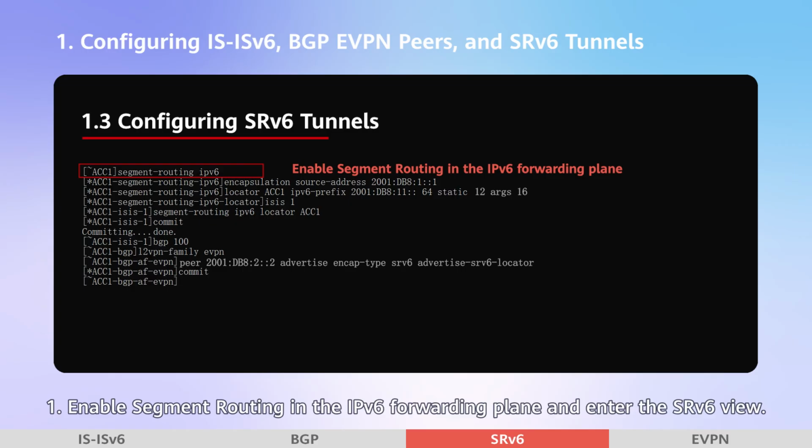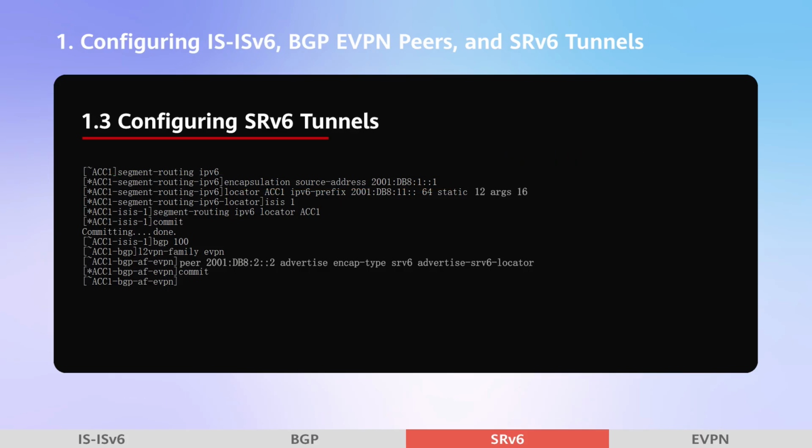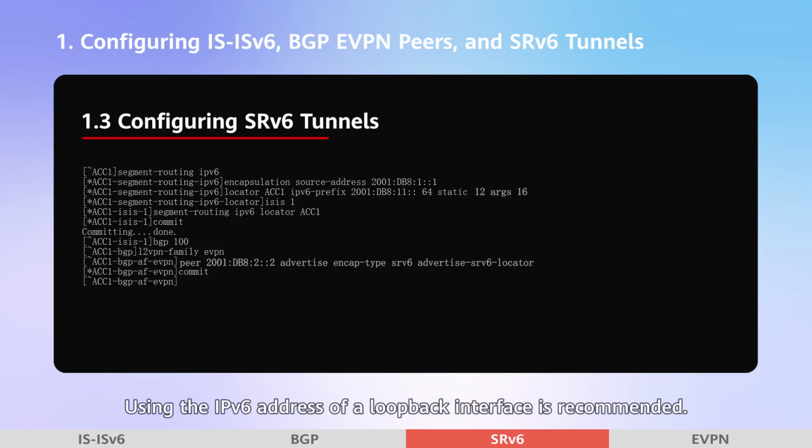First, enable segment routing in the IPv6 forwarding plane and enter the SRv6 view. Second, configure a source address for IPv6 packet encapsulation. Using the IPv6 address of a loopback interface is recommended.